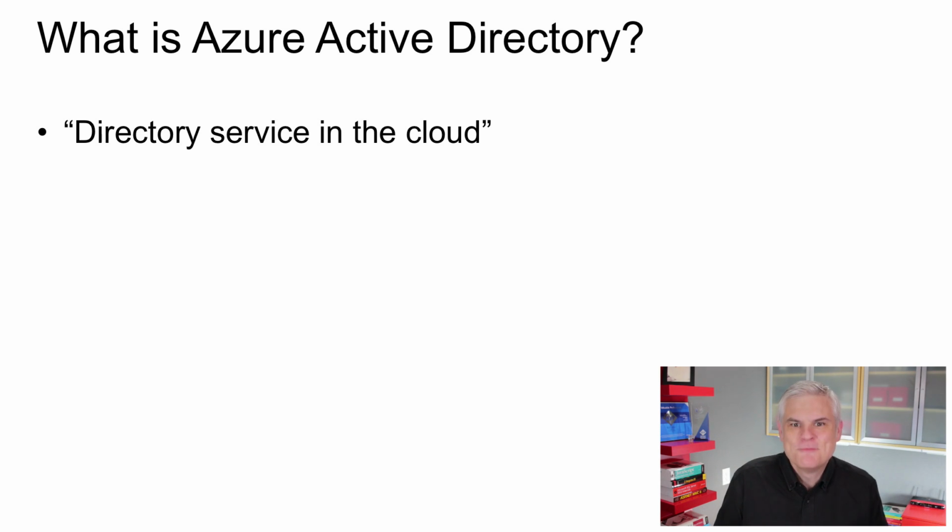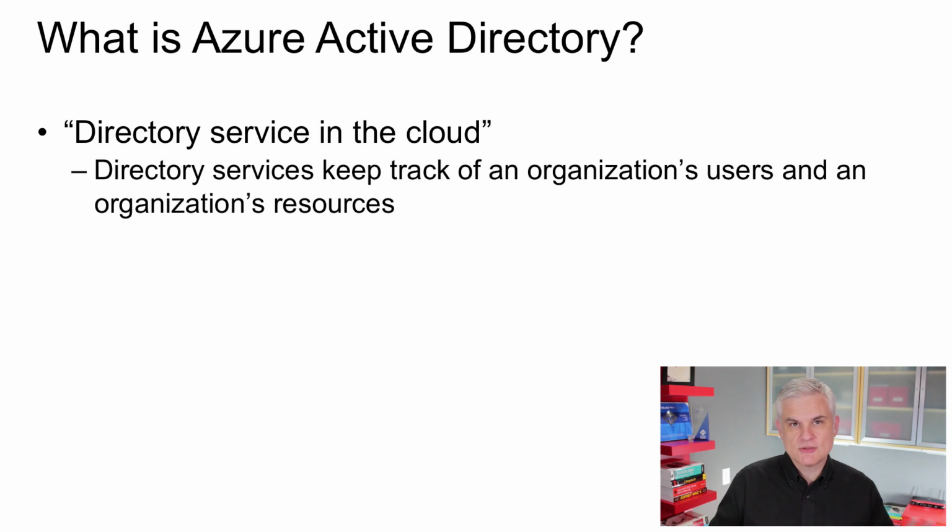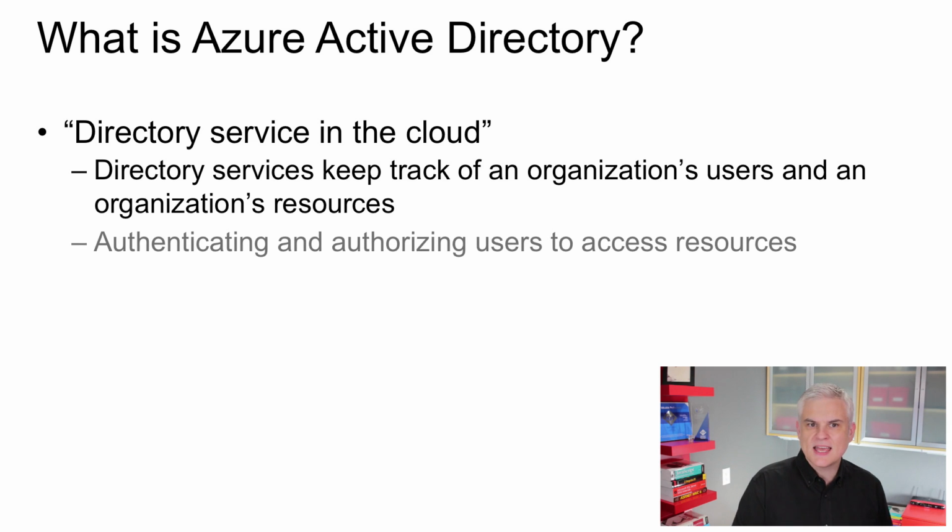a directory service do. So from a very generic standpoint, any directory service will keep track of an organization's users and an organization's resources. So at a minimum, a directory service can be used to authenticate users in a system, making sure they are who they say they are, and then authorize users to access various resources, whether that resource is a shared network drive, a printer, or an intranet website.